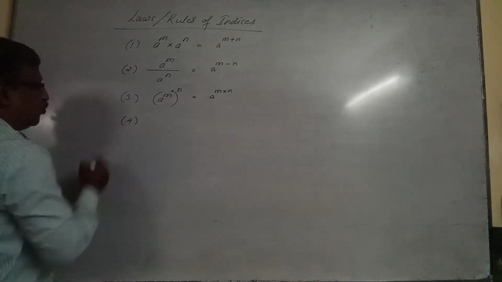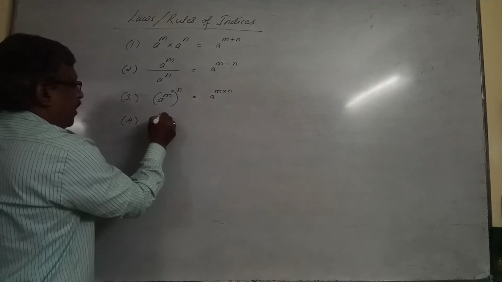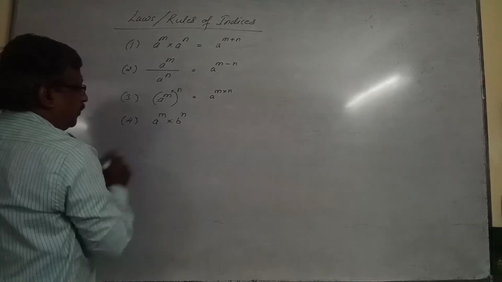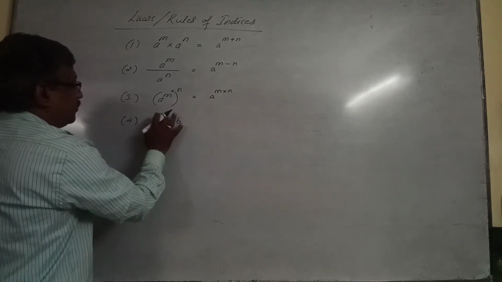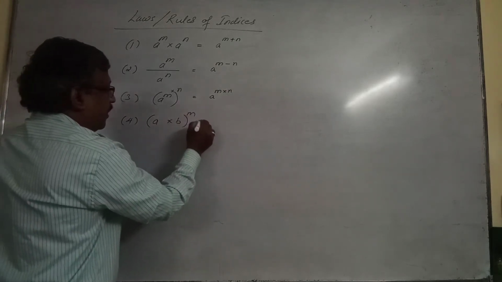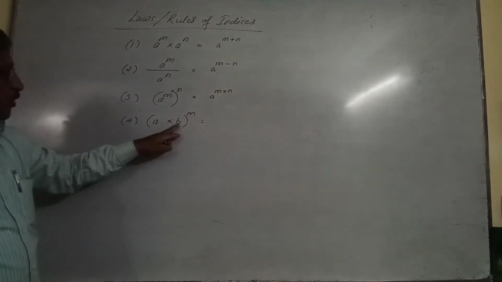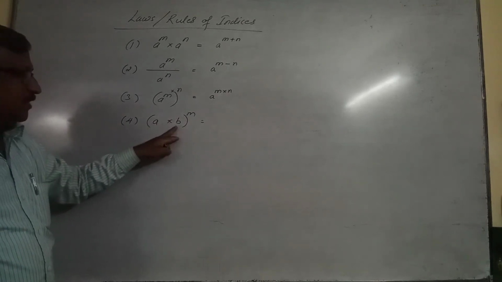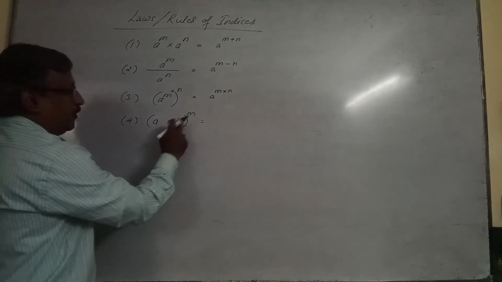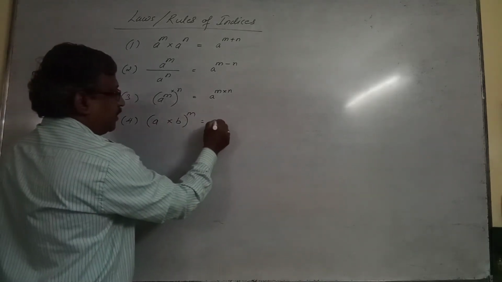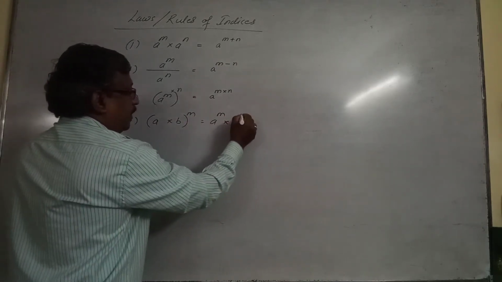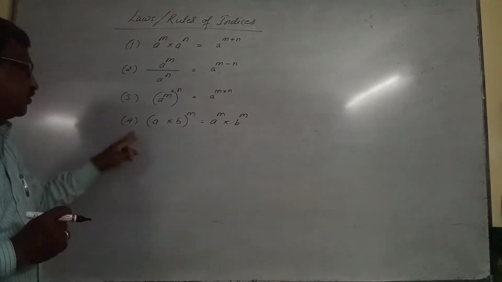This is the third rule. Now my fourth rule is, if it is a into b, that whole raised to n, right? Here there are two different numbers. A is one number, b is another number, but the index of both the numbers is the same. So if it is a into b, that whole raised to n, the same is written as a raised to n multiplied by b raised to n. This is the fourth rule.